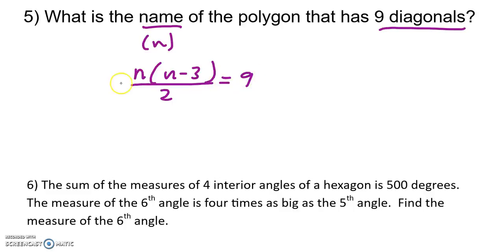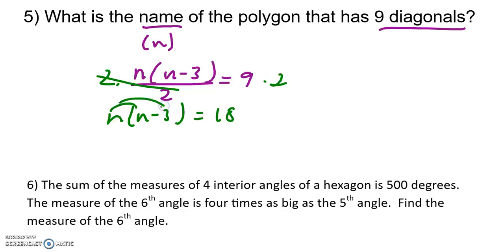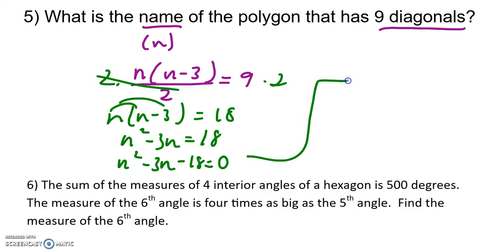So if we had to prove this with algebra, I would multiply both sides by 2 and get n times n minus 3 equals 18. I would distribute the n squared minus 3n equals 18. And this now looks like something that could be factored. So we'd have n squared minus 3n minus 18 equals 0. And if we factored that, the two numbers would be n minus 6 and n plus 3.